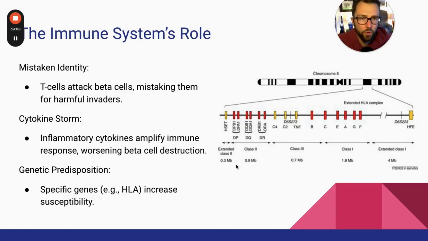The cytokine storm that results from this. So cytokines are like inflammatory markers that let our immune system know where and when to attack. So inflammatory cytokines amplify immune responses, worsening beta cell destruction. This feeds into the domino effect. Once one beta cell is targeted, it spills its contents into the open. Once the immune system senses that a cell has spilled, it's like, hang on a sec, clean up on aisle 4.